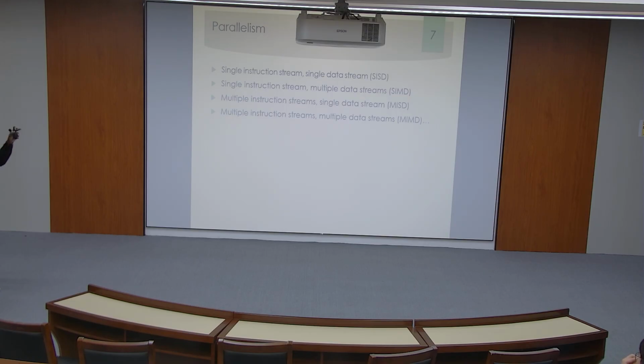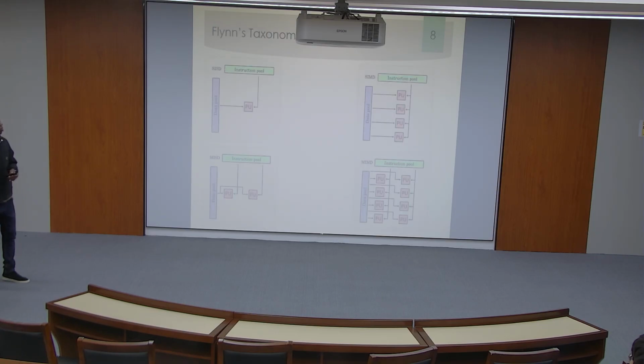So we have these four parallelism architectures. Single instruction, single data, when you are doing a simple calculation using your computer. We have single instruction, multiple data stream, for example, in image processing. We have multiple instruction, single data, in fault tolerant systems. And multiple instruction stream, multiple data stream. To summarize these parallel architectures, Flynn has provided this taxonomy.